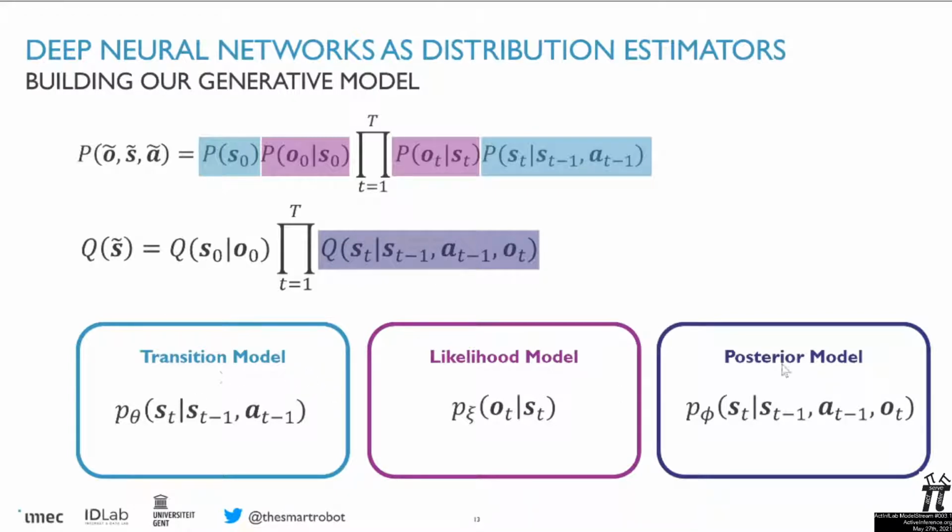So the posterior model has to come up with the same thing as the transition model, but in addition, it has access to your observation. And again, similar to the transition model, to bootstrap this for the initial observation, you don't have any action, but it can be modeled by the same thing. And all these three components we instantiate as deep neural nets, which have to be trained to come up with these three models.